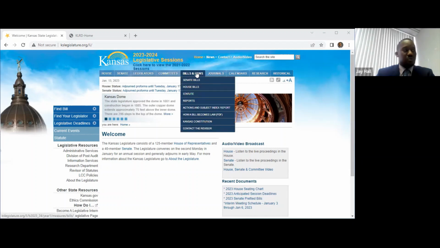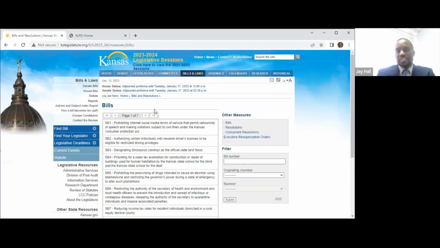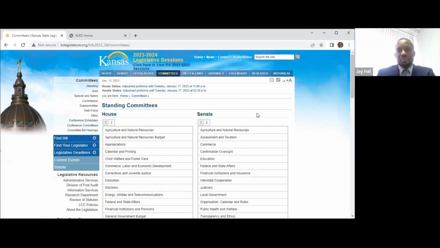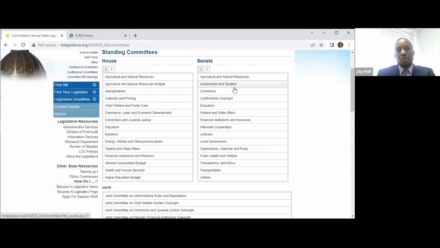There's also a lot of useful information, such as the Bills and Laws tab. Here you can find any legislation that is being talked about or dealt with during the legislative session. If you know the bill number, you can look it up here. You can also find committee information on this page for both standing committees. Those are the committees that meet every single week. And they have all of their information here. So if you want to see who is on a committee or get contact information for that committee's chairperson, you can find that here on this particular page.